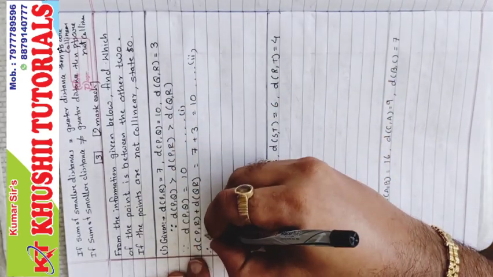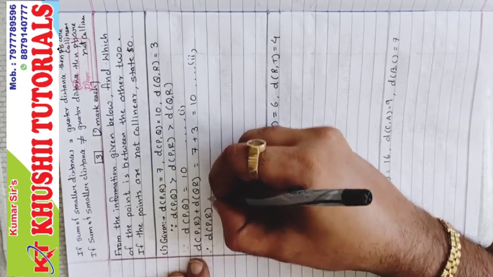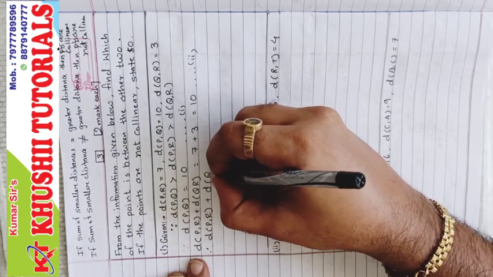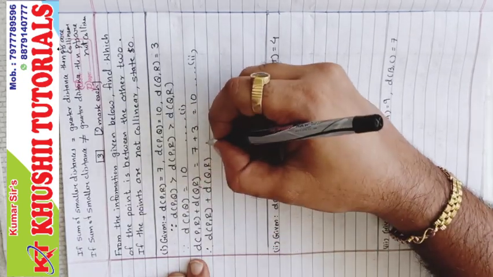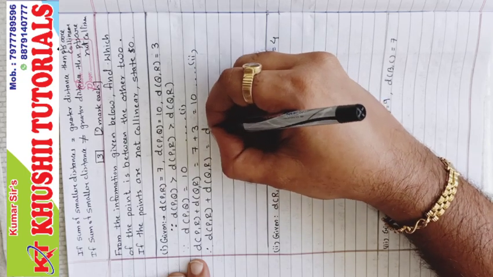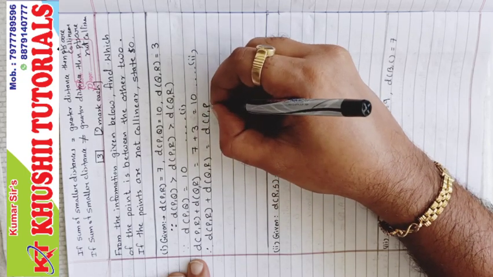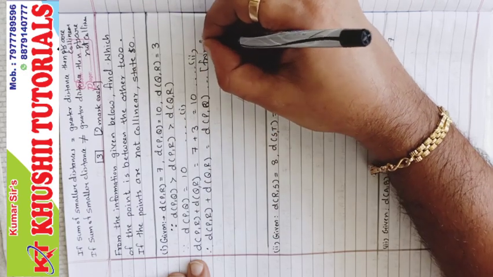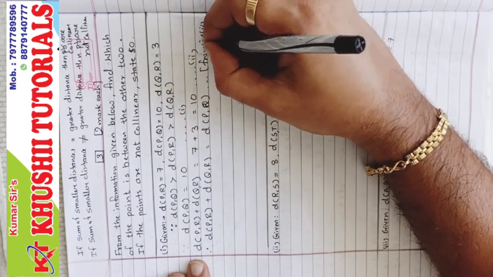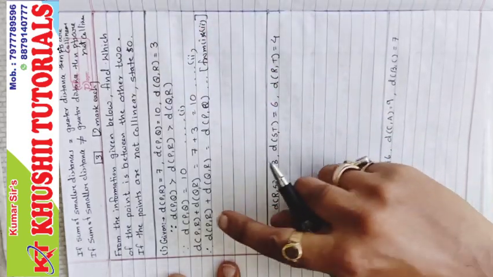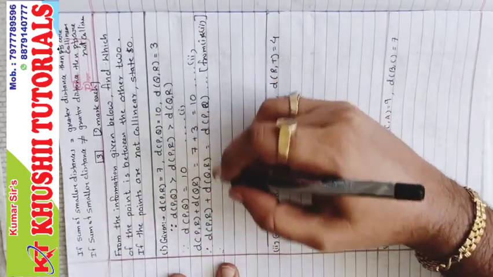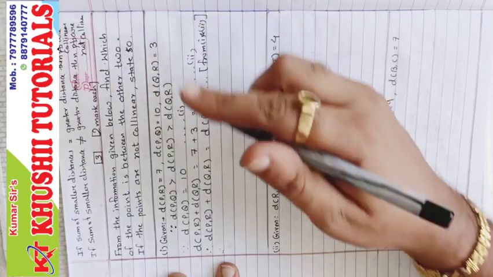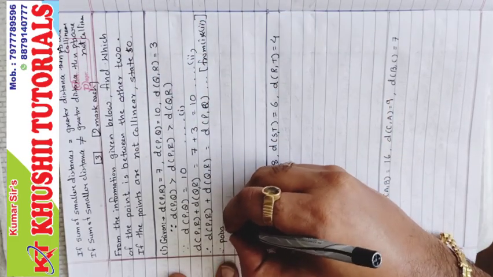Therefore, the sum of the smaller distances, that is distance P comma R plus distance Q comma R, is equal to distance P comma Q. How do we come to know? From 1 and 2. Correct? Therefore, as this satisfies the condition, the points are collinear.